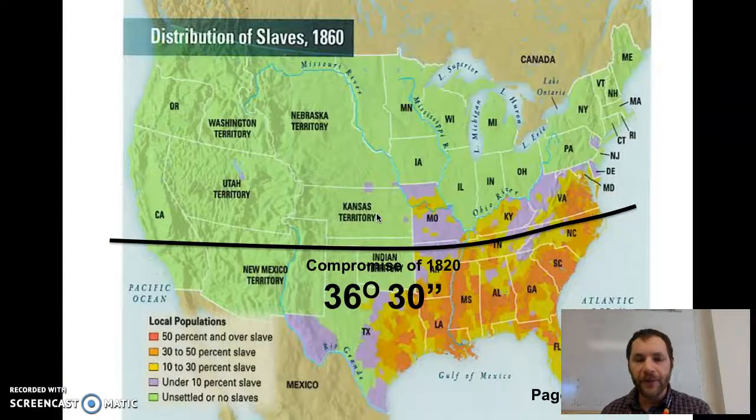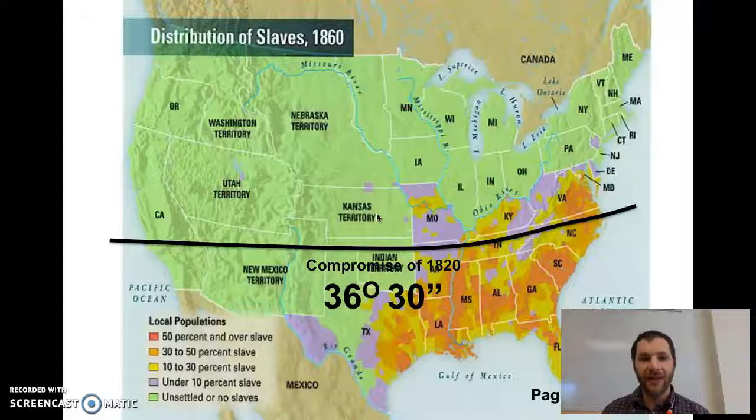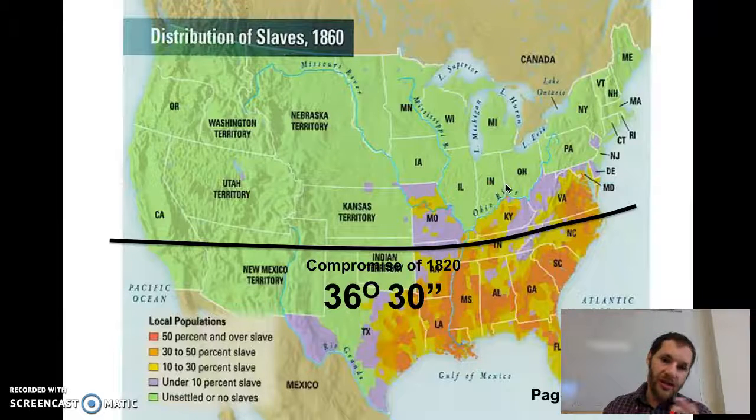The next map I'm bringing up is the distribution of slaves in 1860, right prior to the Civil War. Now you can see that we have expanded way out. The Manifest Destiny, which was in prior lessons, we are seeing it in full effect. We are touching the Atlantic Ocean and we are touching the Pacific Ocean.